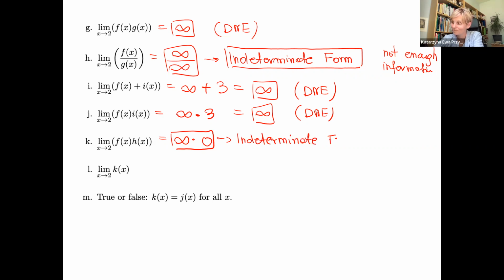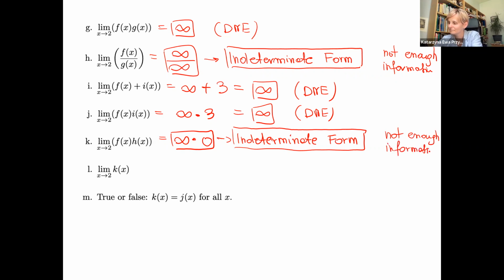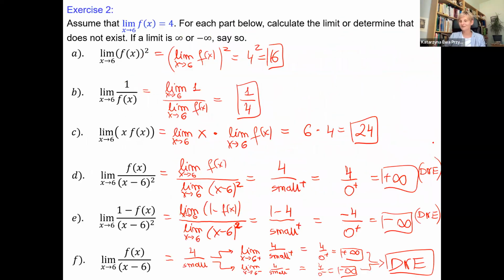Indeterminate form. The third one, we have 7. You will remember that we have 7. And the same thing, we don't know what kind of infinity, what kind of 0. It's not enough information. I can quickly come back. Let's look at this. I will come back here.